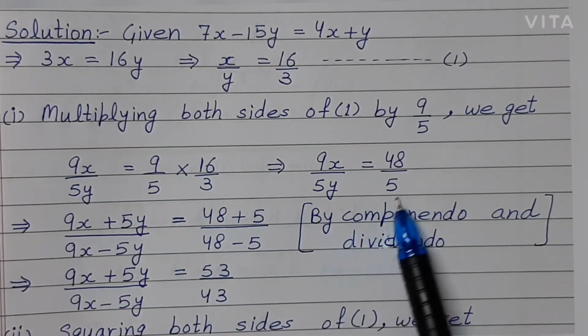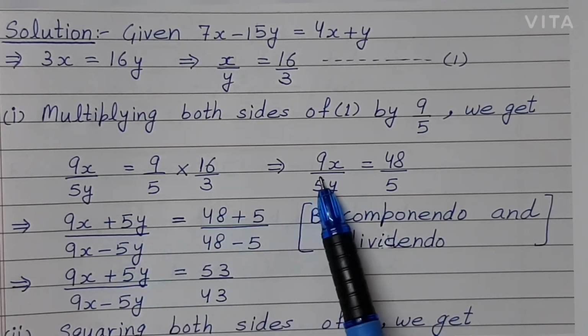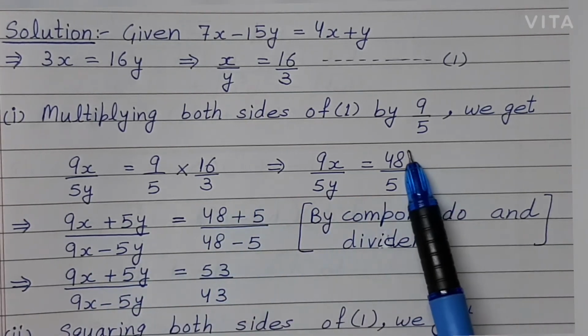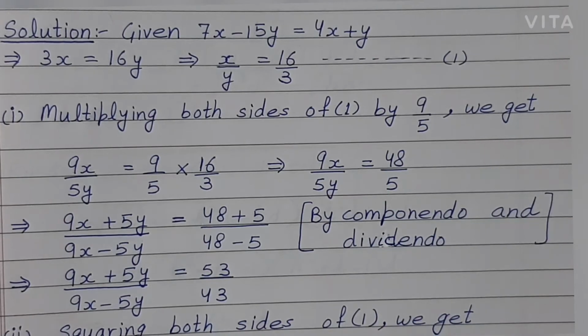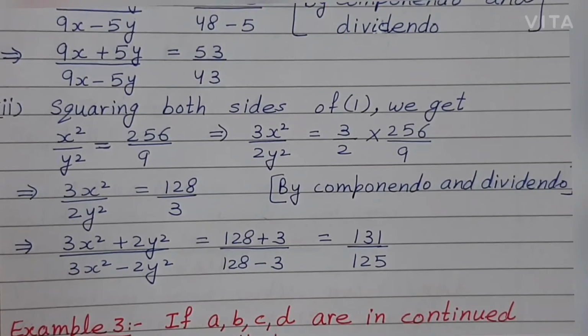Now, in the given result, we can apply componendo and dividendo. So, it will become (9x plus 5y) upon (9x minus 5y). And similarly, 48 plus 5, 48 minus 5. Clear? So, this will give us 53 upon 43. That is the answer of the first part. Clear? Now see, for the second part, what we have to do here is, we will solve in the same manner.